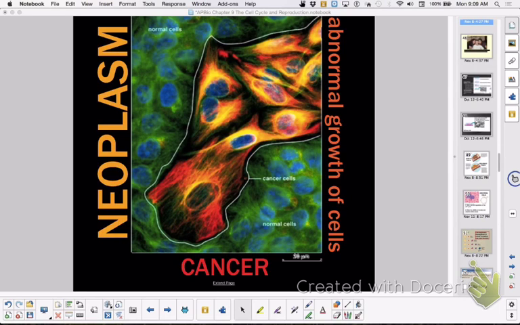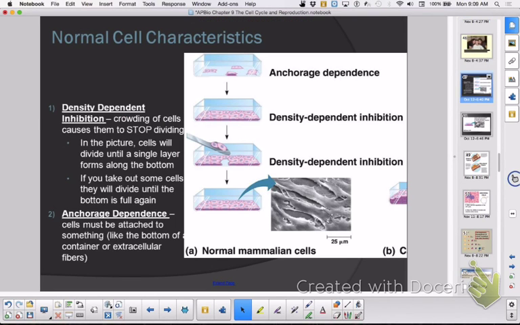All right, so we are continuing on in Chapter 9, Cell Cycle and Cell Reproduction, and this is Section 9.4, Cell Cycle and Cancer. So clearly, if we're dealing with cancer, there's a breakdown in the cell cycle and how it's regulated. We agree with that, right? So when we look at cells, normal cell characteristics, what would a normal cell do?